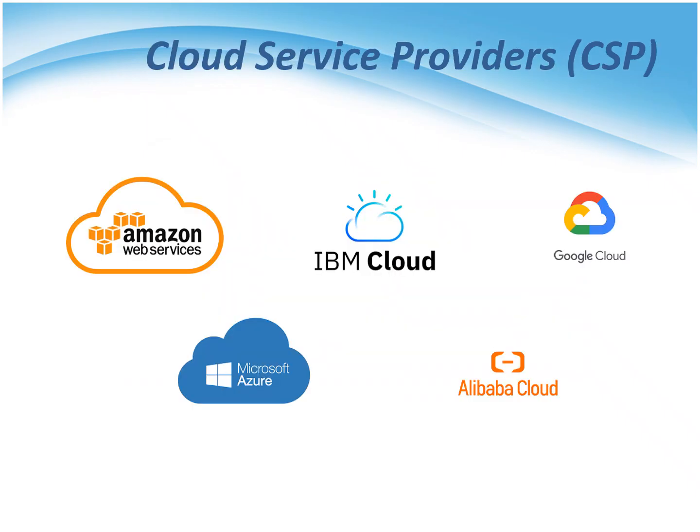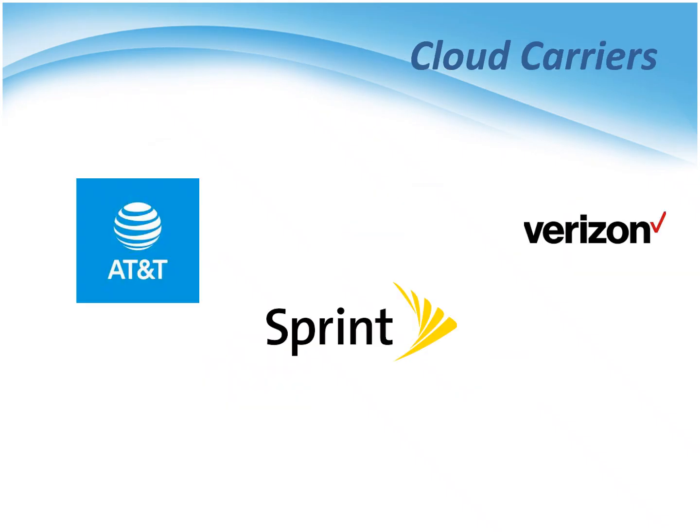So these are the cloud service providers: Amazon Web Services, IBM Cloud, Google Cloud, Microsoft Azure, Alibaba Cloud. These are the major cloud service providers today in the market, and these are the cloud carriers between service providers and consumers: AT&T, Sprint, Verizon.